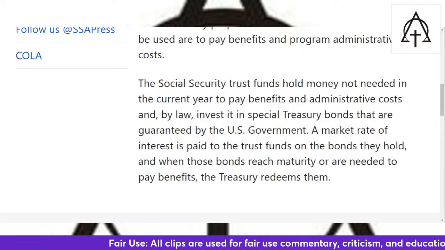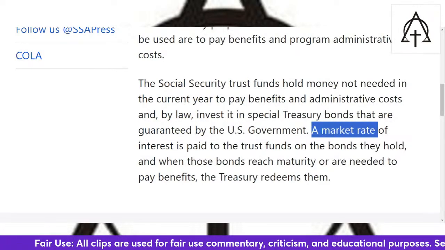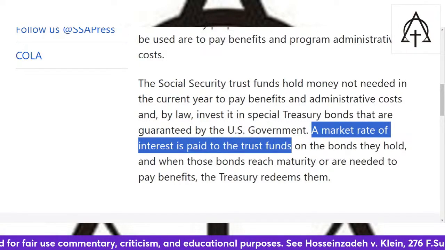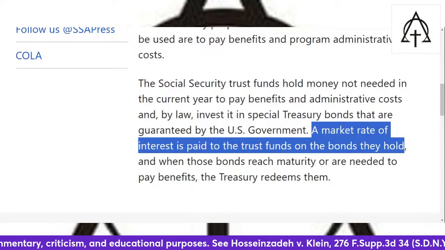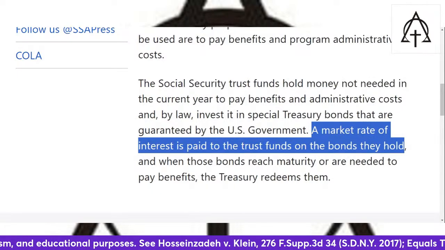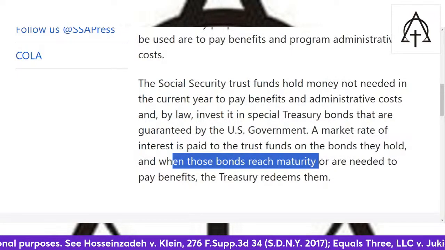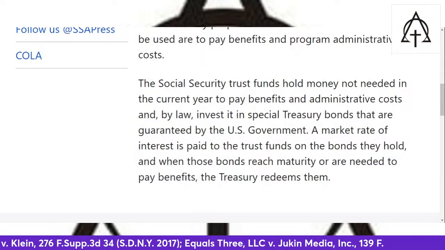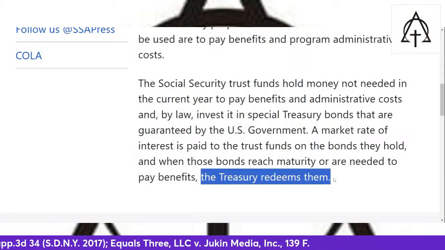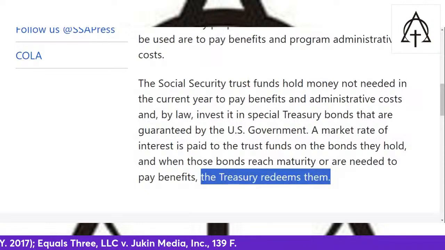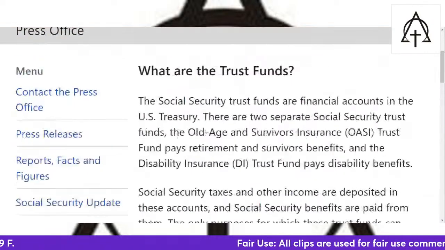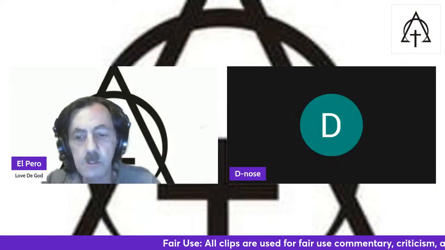That means they're 1-year bonds. A market rate of interest is paid to the trust funds on the bonds they hold. And when those bonds reach maturity or are needed to pay the benefits, the Treasury redeems them. So I don't know.